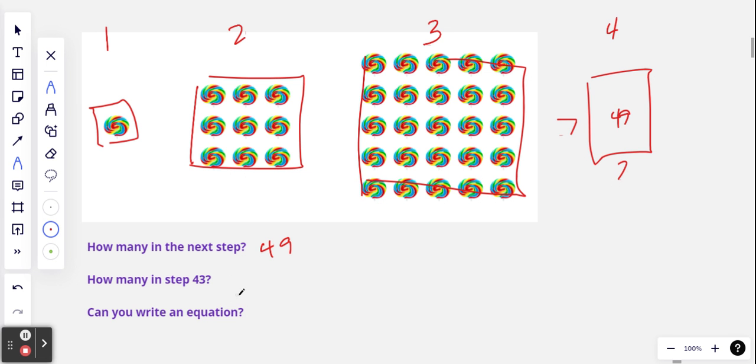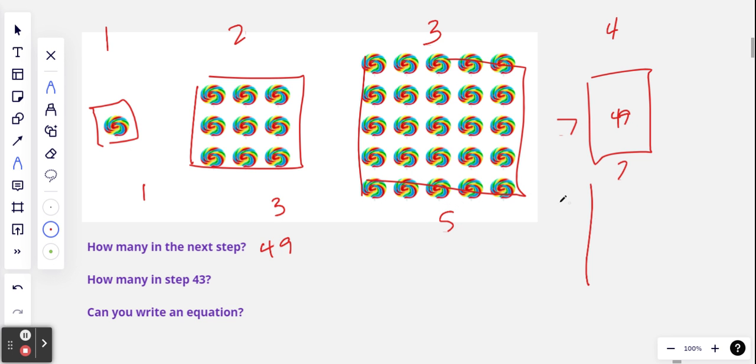But how about step 43? That's a little trickier, and we can approach this in a number of ways. I guess one way to think about this is to determine how big the sides are. I mean, that's how we found step 4, right? So we've got this pattern of 1, 3, 5, 7. What is that pattern? What's going on there? Well, I notice it's changing by 2.